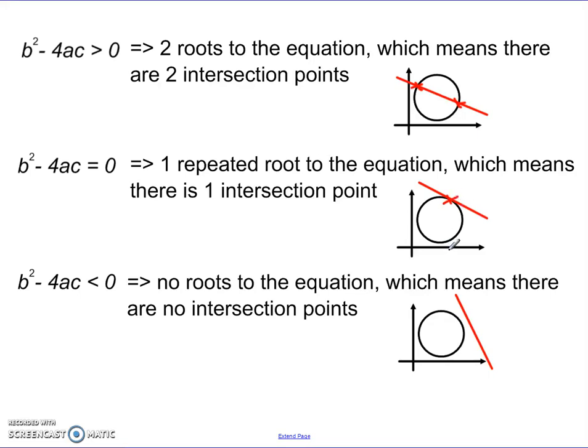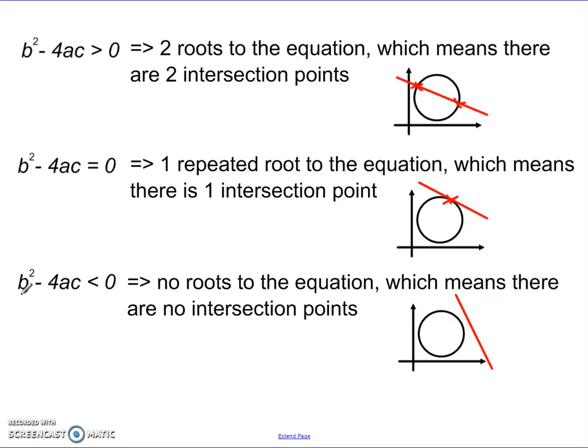It'll touch at that point there. It's a tangent to the circle. And the last one, if b squared minus 4ac is less than 0, if we think back again to quadratics, there were no roots to the equation here, which meant there's no intersection points. So it would be a scenario like this. It's outside the circle. It doesn't touch the circle in any way, shape, or form.